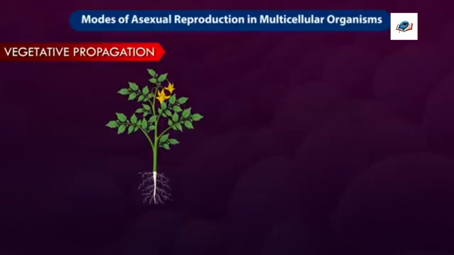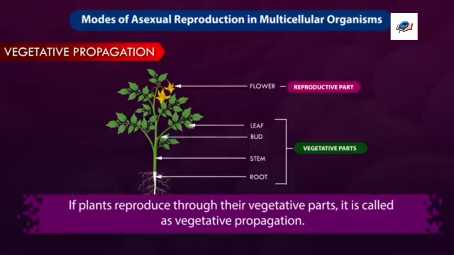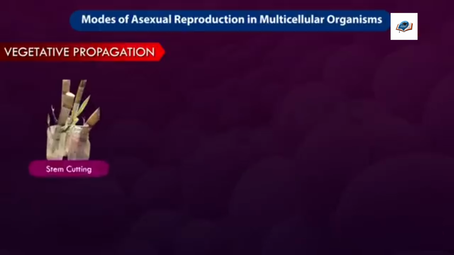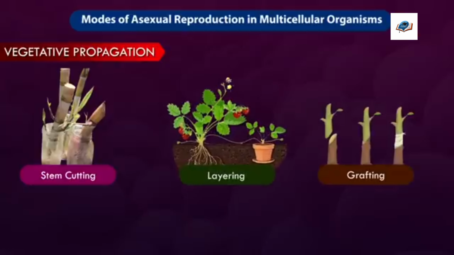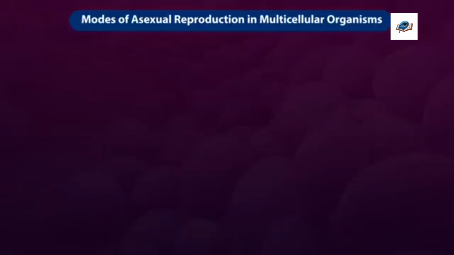Vegetative propagation. Flower is the reproductive part of the plant, whereas stem, root, branches, leaves and buds are vegetative parts of the plant. If plants reproduce through their vegetative parts, it is called vegetative propagation. Cutting, layering and grafting are the three major techniques of vegetative propagation. Sugarcanes are grown by stem cuttings. Roses can be propagated by layering. Many fruit plants and trees are grown by grafting techniques.